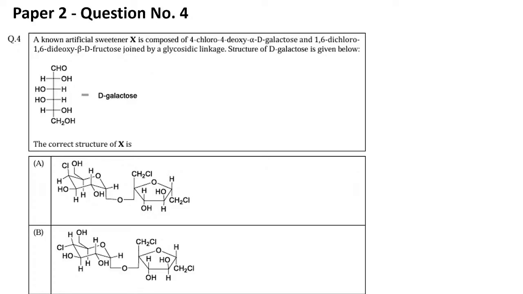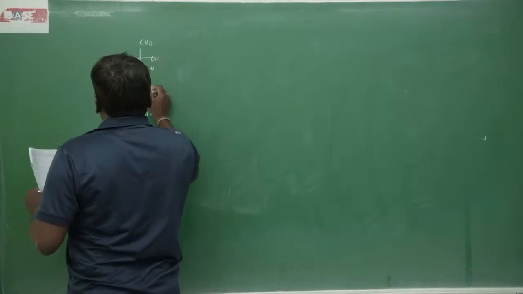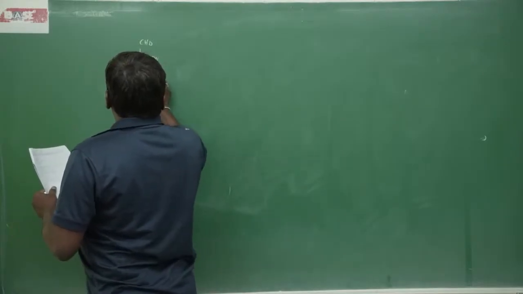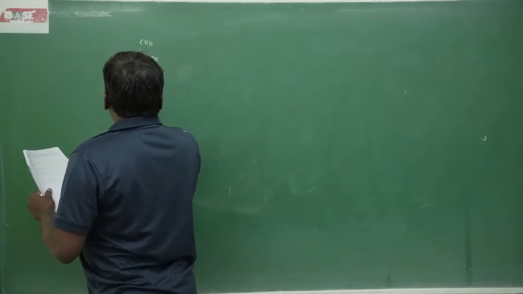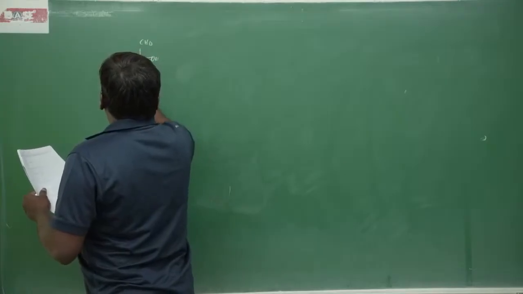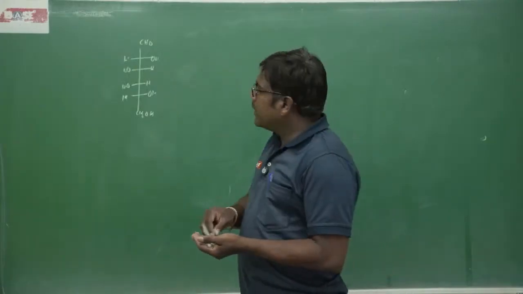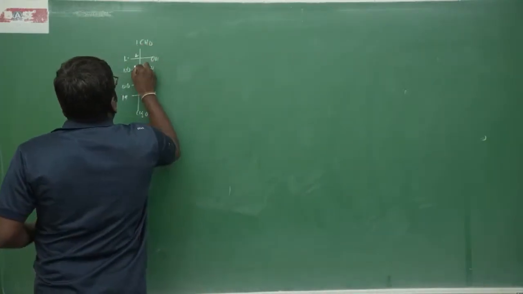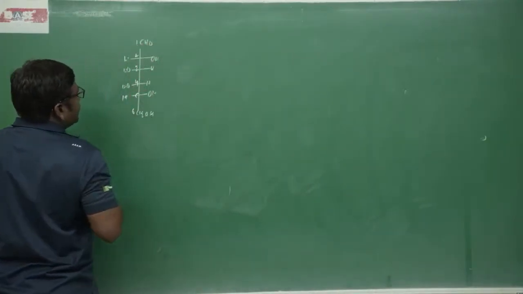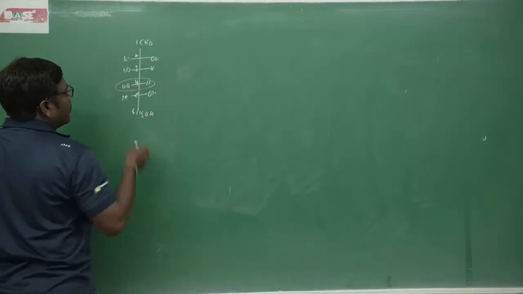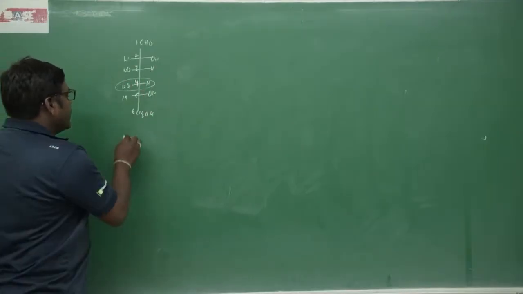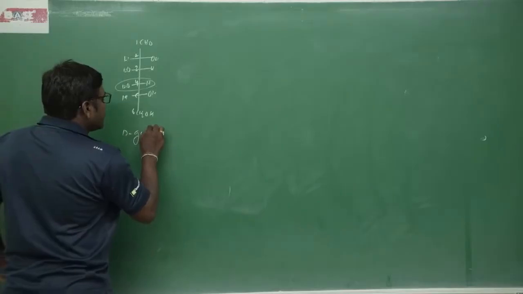So, what is that? CHO, CH2OH, OH, H, OH, H. If you give the numbering to this compound 1, 2, 3, 4, 5, 6, this fourth carbon OH is opposite. So, that's why it is D galactose.